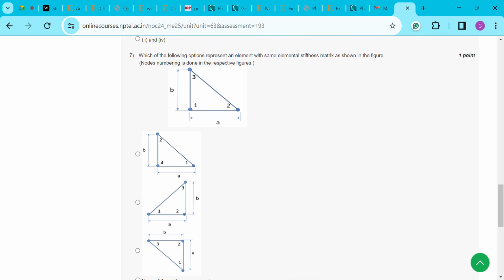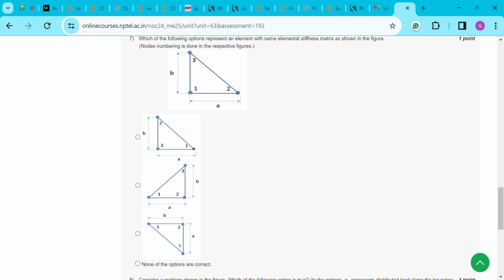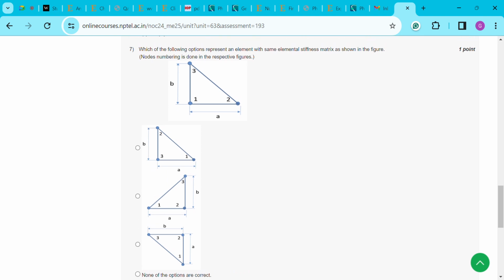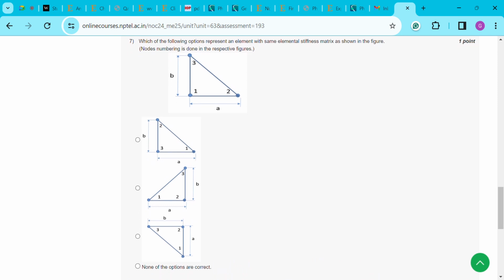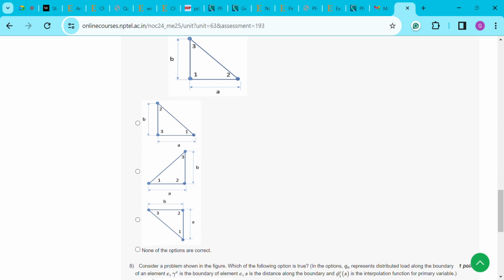What I was saying is, if the element is the same and the numbering order is the same, then the stiffness matrix will be the same irrespective of the orientation of the element. Between nodes 1 and 2, the length of the line is A, and that we can check. First option we can directly eliminate because between 1 and 2 it's not A. In the second option 1 and 2 is A, and the third option also 1 and 2 is A. Second check: between 1 and 3 it is B. In the second option 1 and 3 is not B, and in the third 1 and 3 is not B.